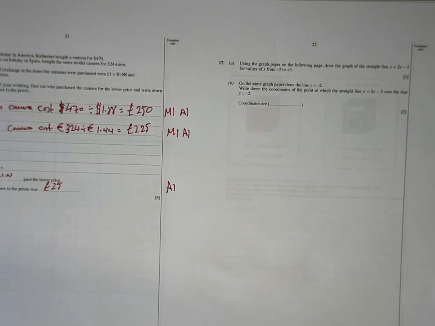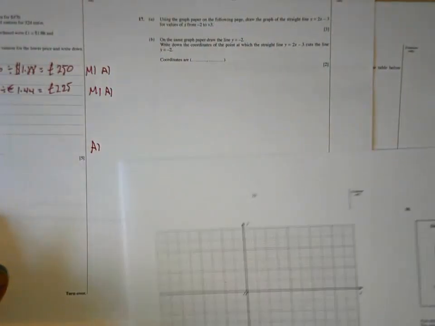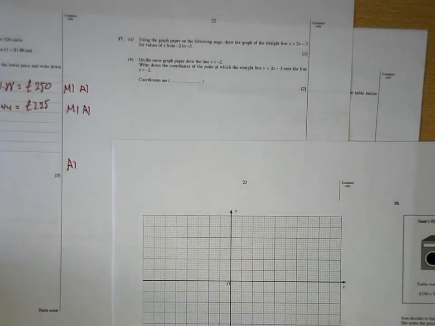Oh, excuse me. Okay, question 17, graphs. Using the graph paper on the following page, draw the graph of the straight line y equals 2x minus 3, for values of x from minus 2 to plus 3. Okay, so let's see if I can fit this on the screen at the same time.